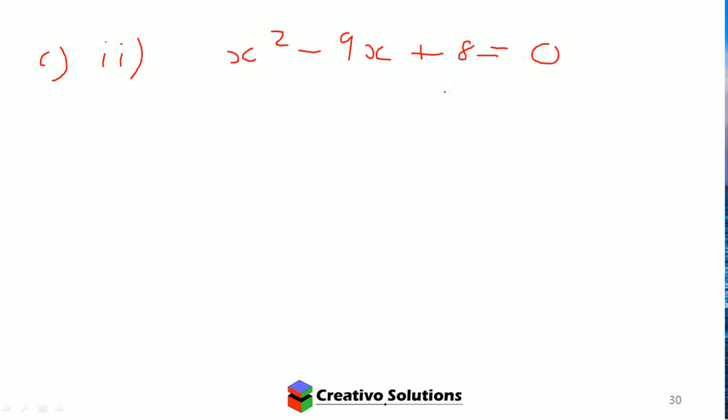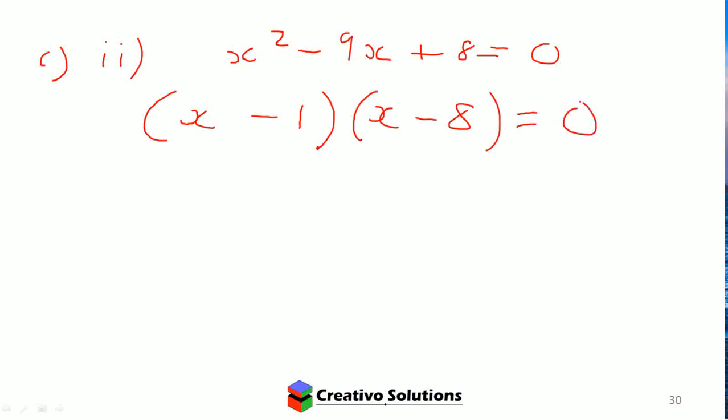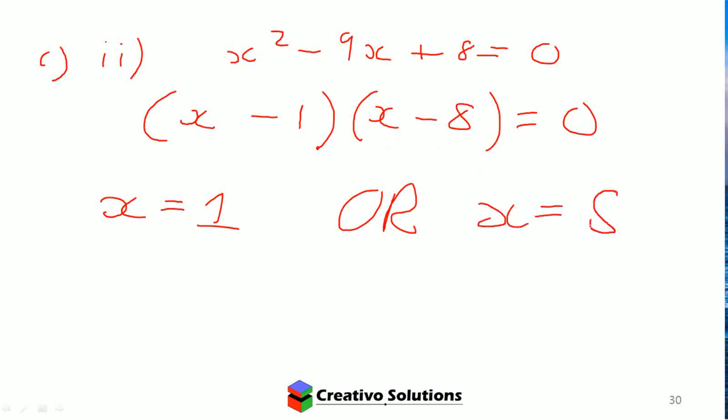So earlier you were asked to factorize, so that's easy. I'm going to have x minus 1, x minus 8 equals 0. If I multiply out, negative times negative is a positive 8, that's fine. And if I add the two, minus 1 minus 8 is minus 9. So therefore I'll have x equal to 1, or in this bracket I'll have x equal to 8. And that would be my two answers for x. X could either be 1 or x could be 8.